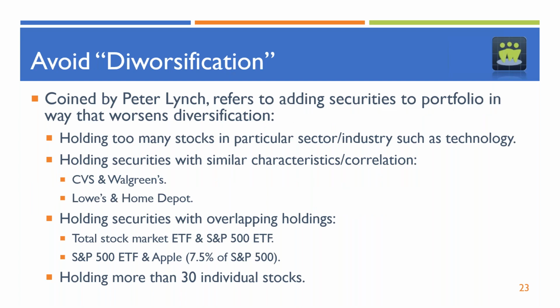Now, one thing to keep in mind as you approach diversification is avoiding diworsification. This is a term coined by Peter Lynch in the 1990s. It refers to adding securities to a portfolio in a way that worsens the diversification. So if you have a lot of technology stocks, maybe adding more doesn't help your diversification. It makes it worse. It diworsifies your portfolio. Likewise, holding securities with similar characteristics, or what we call correlation.